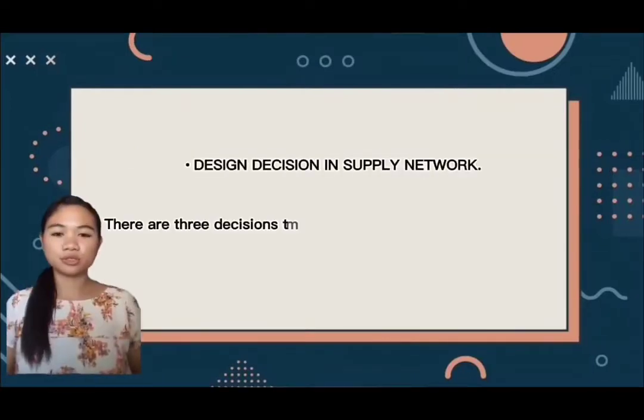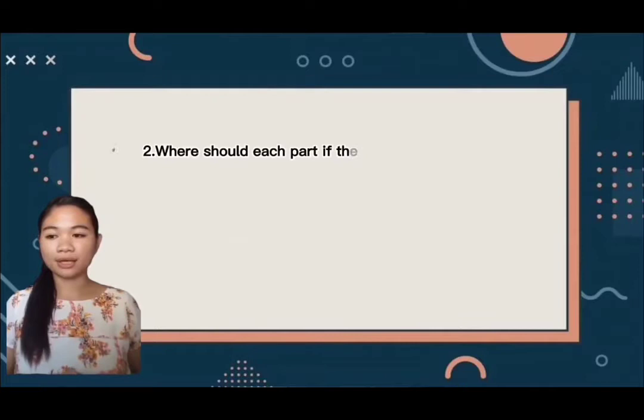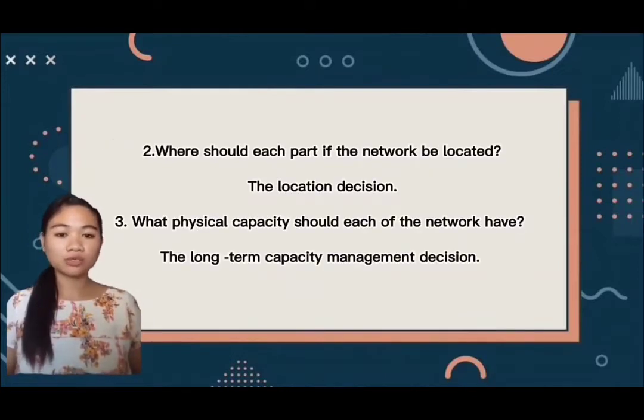Design decisions and supply networks. There are 3 decisions to consider in designing a supply network. First, how should the network be configured? Second, where should each part of the network be located, or the location decision? And lastly, what physical capacity should each part of the network have? The long-term capacity management decision.